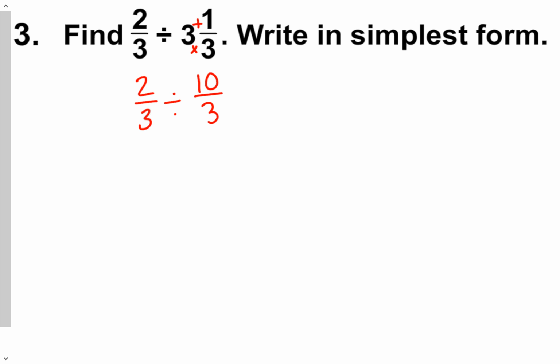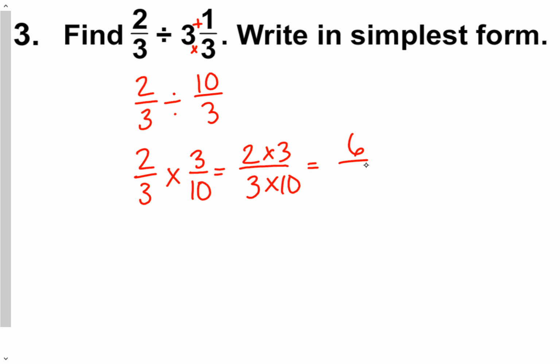Okay, so now we're going to turn my division problem into multiplication because I have two fractions. So I have 2/3 times the reciprocal of 10 over 3, which is 3 over 10. So now I can multiply across, 2 times 3 and 3 times 10. Okay, that equals 6 over 30. Our job isn't done because we can still simplify. So 6 over 30 simplifies down to 1 over 5. So our answer is 1/5.